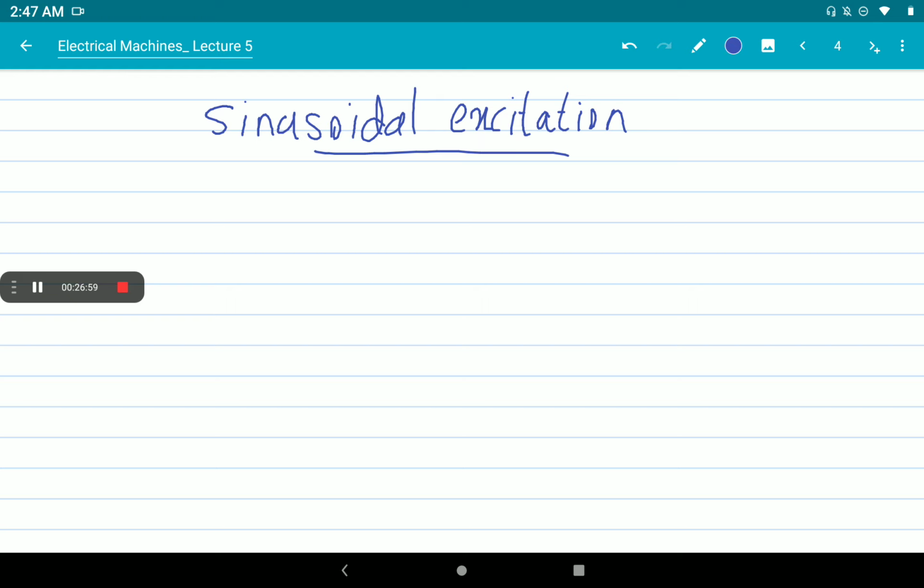Sinusoidal excitation in a magnetic circuit. Just assume a core which is wound by a coil, and we are applying an alternating voltage to it. Just assume a core inside this. I am just showing only the coil. Okay, and we are applying a voltage to it. What happens? An alternating voltage is given to a coil.